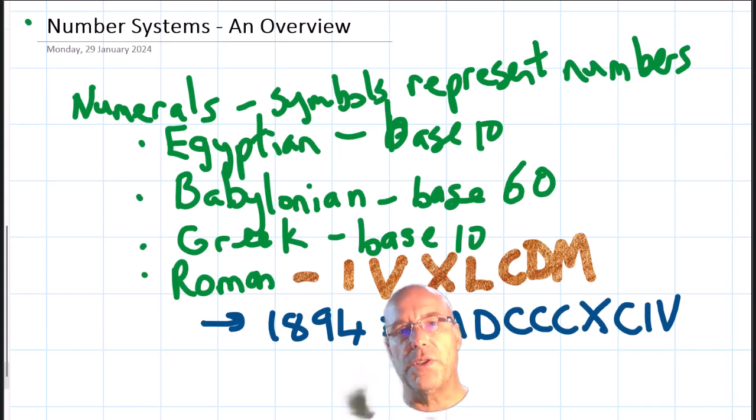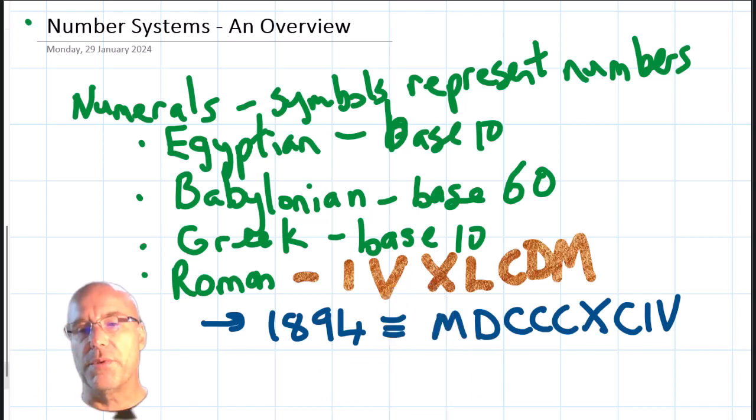So as well as Egyptian, which was a base 10, there was Babylonian, which is base 60, which is a bit crazy. However, they did achieve a lot. Greeks had a base 10 system. The Romans made their numbers out of the symbols you see there in bronze, and it was interesting. It served its purpose, but if you had to write 1894, you can see what we get there. So yes, examples of numerals throughout history.